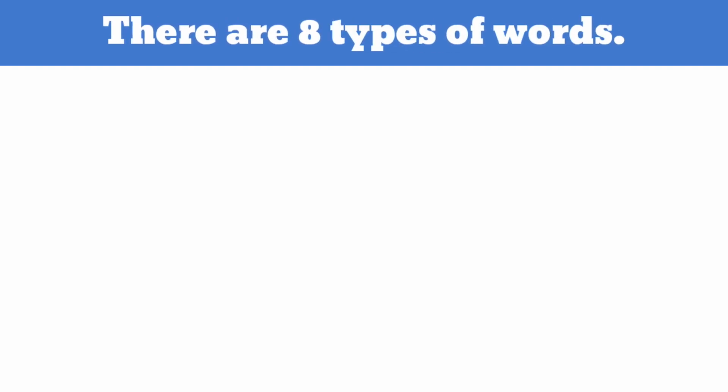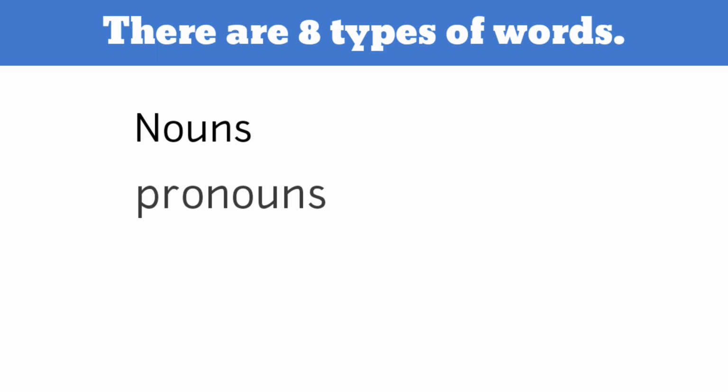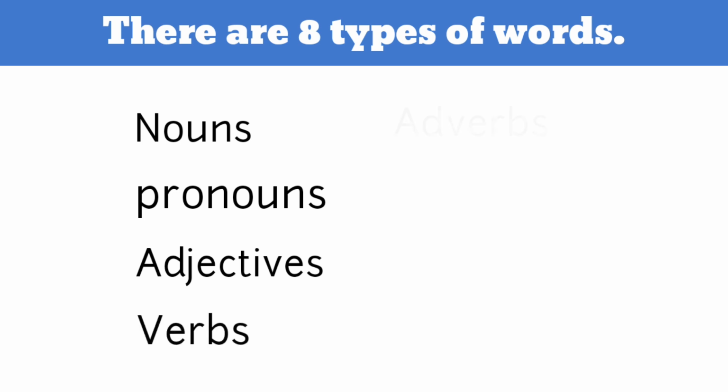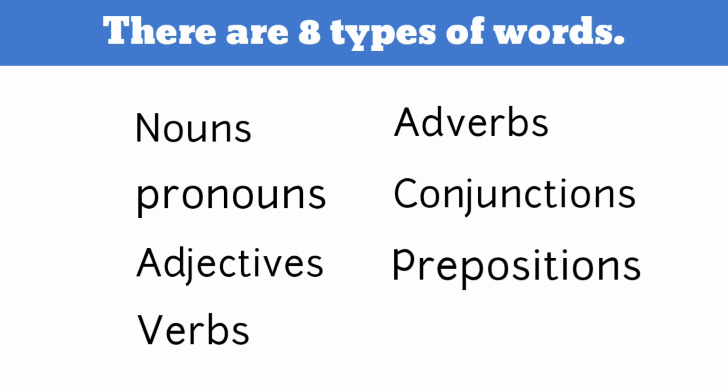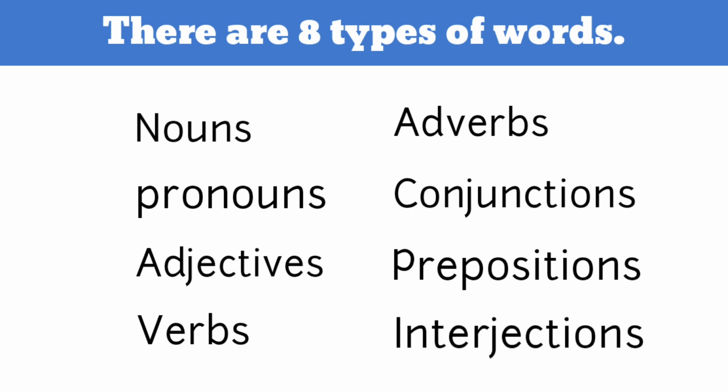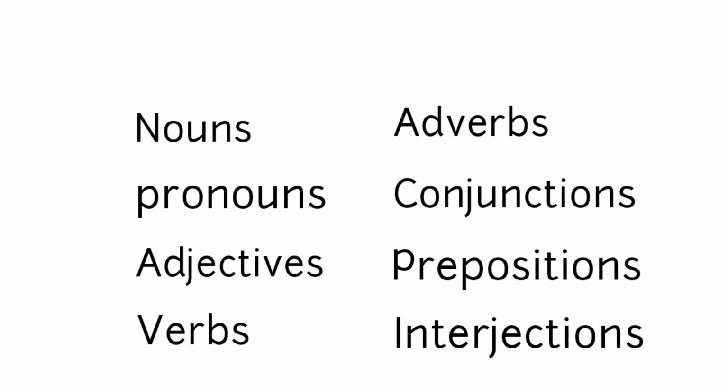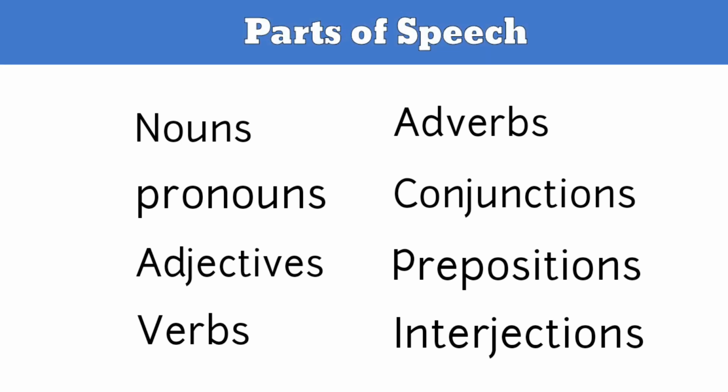In English, there are 8 different types of words. There are nouns, pronouns, adjectives, verbs, adverbs, conjunctions, prepositions, and interjections. And the 8 types are called parts of speech. And each part of speech has a specific use and function. And in this lesson, we will look at each of the parts of speech.